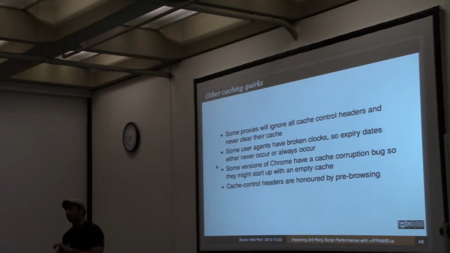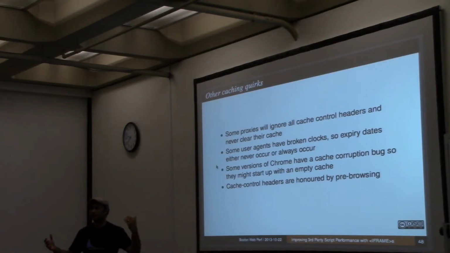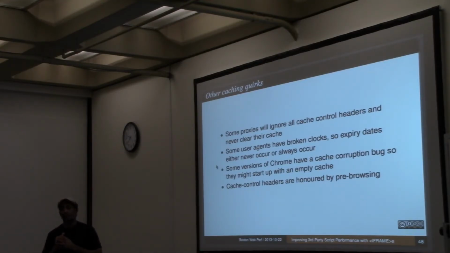And some other quirks we found with caching. Some proxies ignore all cache headers. They'll never clear cache. I showed you the image, which is actually going to come up next. Some user agents have broken clocks, so the clocks are either set into the past or into the future. If they're set in the past, that means you have an expiry date on your cache, on your objects, that's always going to be in the future for them, because I'm assuming your expires date is actually in the future. So those objects are never going to be expired. If their clocks are in the future, your objects are always going to be expired, and so they're always going to load from origin.